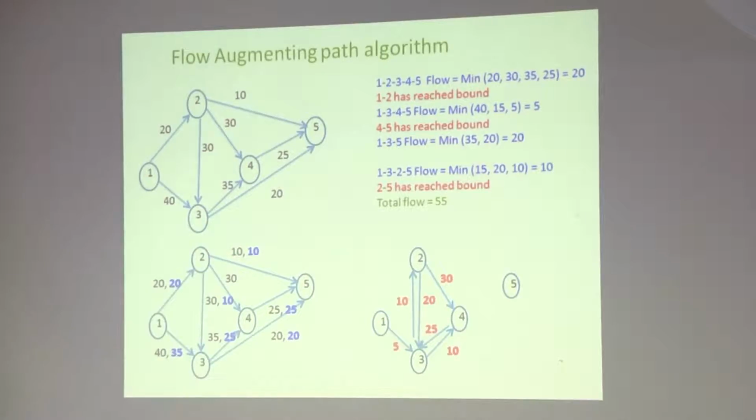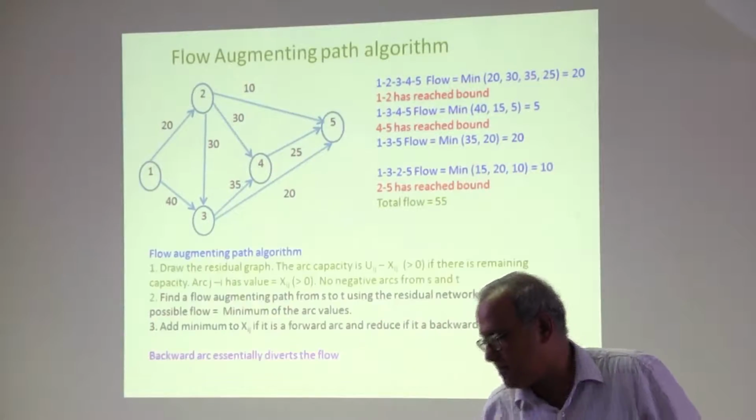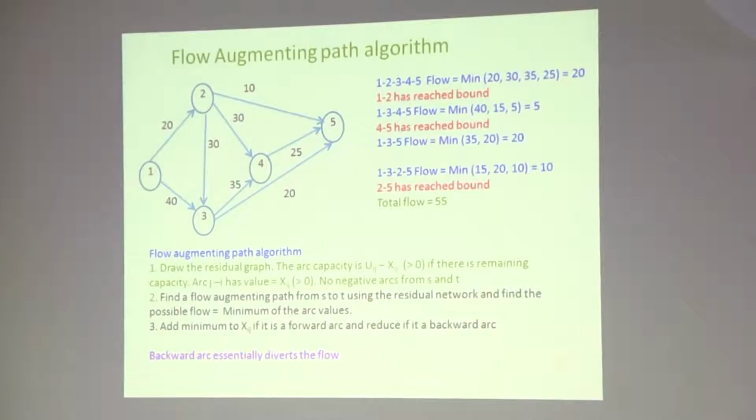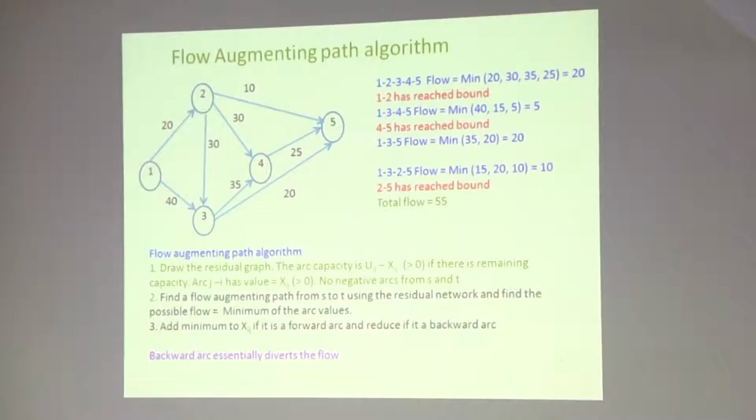Now see whether I can get a flow augmenting path. Can't, because the flow is cut off. So I can't do that. So the algorithm stops. Now how does this algorithm work? Flow augmenting path algorithm draws a residual graph. Residual graph R capacity is Uij minus Xij greater than 0 if there is remaining capacity. Arc ji has value Xij greater than 0, no negative arcs from S and T, no flow arcs in the opposite direction from S and T. Find a flow augmenting path, use the residual network and find the maximum flow possible.